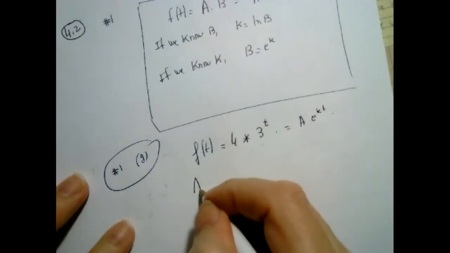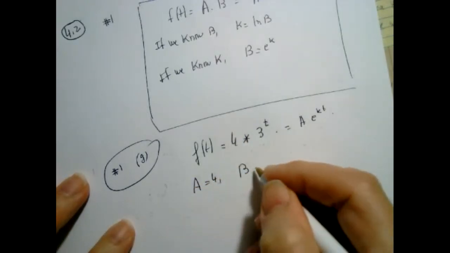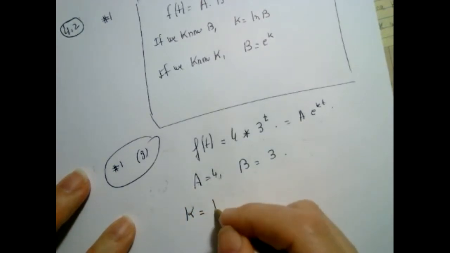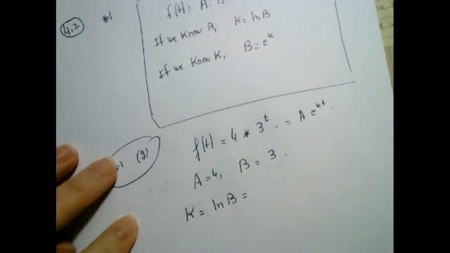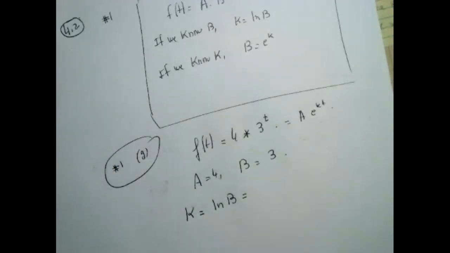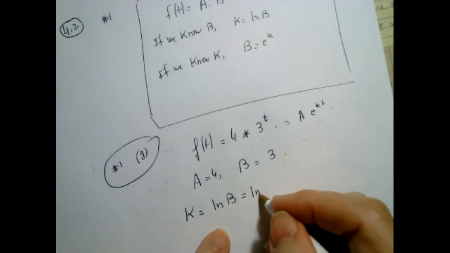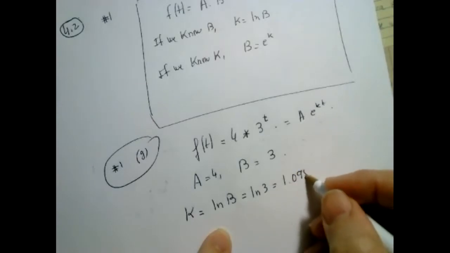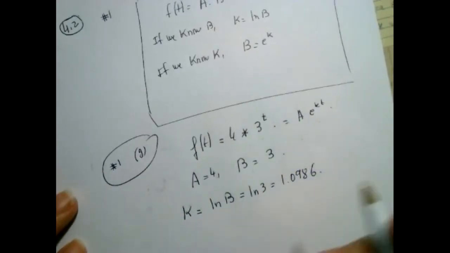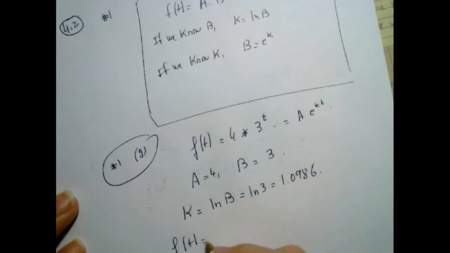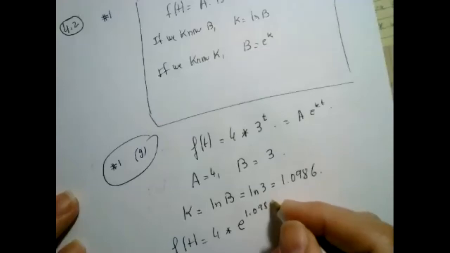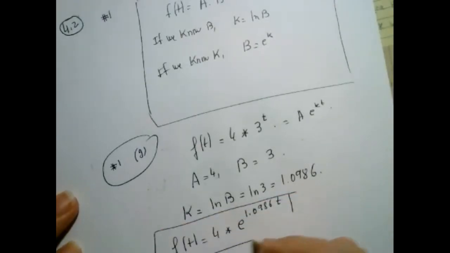All right, so in this case, the a is 4, and they are giving me the b, which is equal to 3. So k is the ln of b, which is ln of 3, which is equal to 1.0986. Okay, so it means that my function could be written in the form 4 times e to the power 1.0986t.